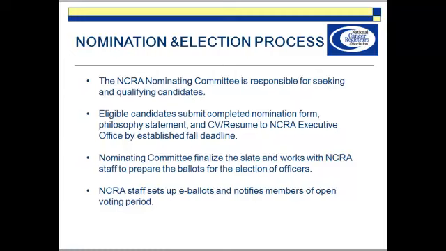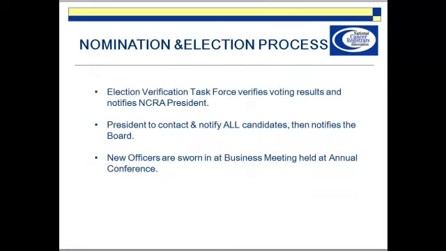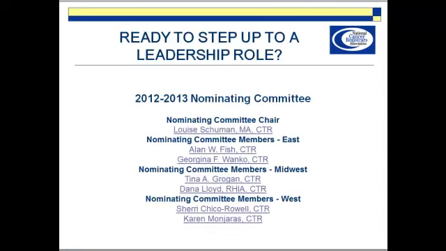The process for the election of the Board of Directors is outlined in the bylaws of the Association. The work to seek candidates begins late in the summer of each year and concludes with the installation of new officers at the annual conference. Briefly, the nominating committee finalizes the slate of candidates and works with the NCRA staff to prepare the ballots and notify the members of the voting period. The votes are verified and the President notifies all candidates. New board members are sworn in at the annual conference.